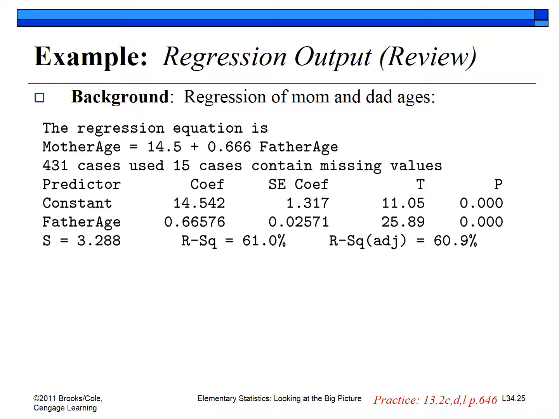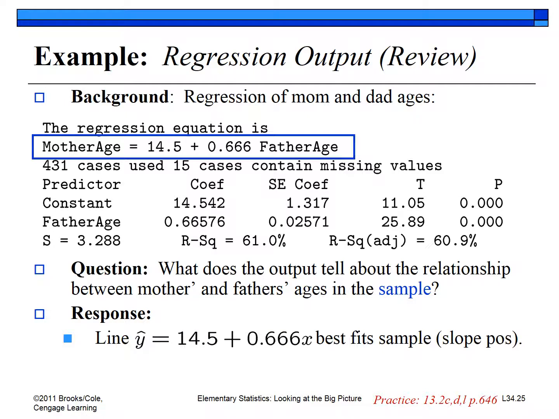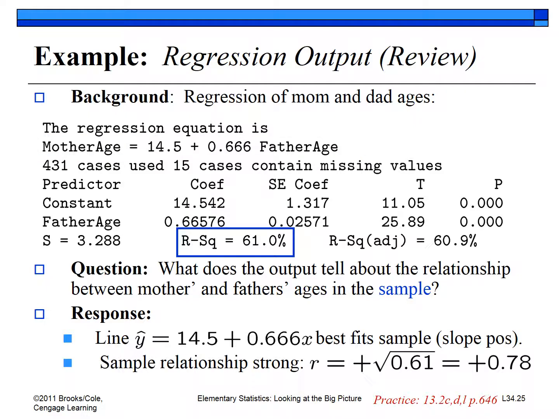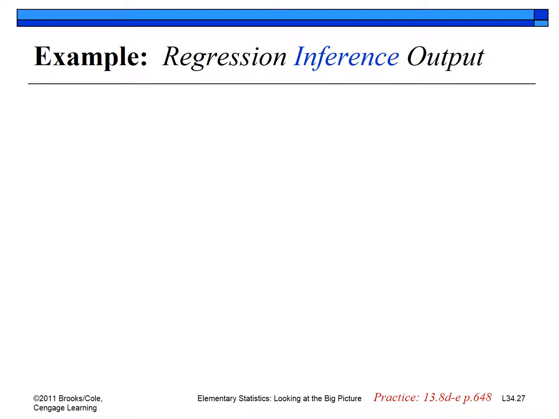So here again is that computer output. How do we read this? Well, up at the top, we see the equation of the line. Notice the slope is positive. Is it far away from 0? Notice that we do have a strong relationship. We get an R value of 0.78. Remember, 0.7 is our cutoff. We get a typical residual size of 3.288. So that'll be our prediction error.